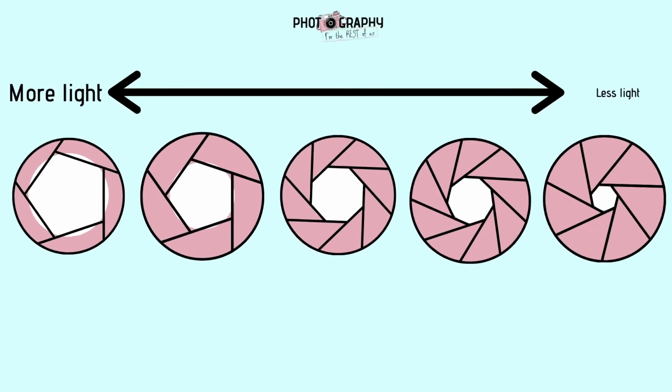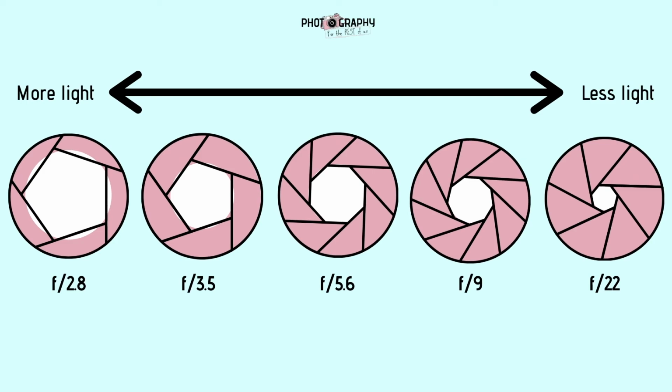I'm not going to get into the equations, but basically it's the focal range and the size of the diameter and all these things. Just know that the smaller the number, the more light is being let in, and the bigger the number, the less light is being let in. Easy enough, right? But wait, there's more.